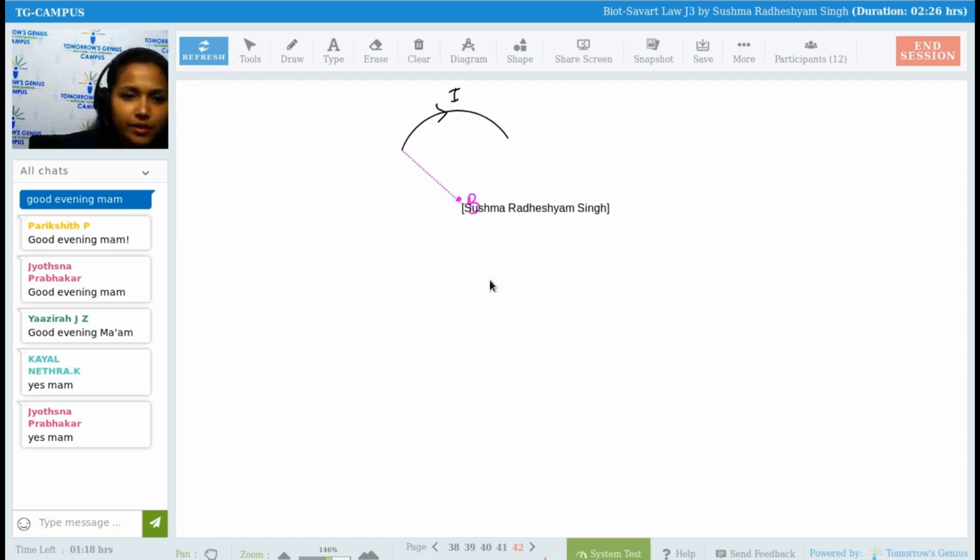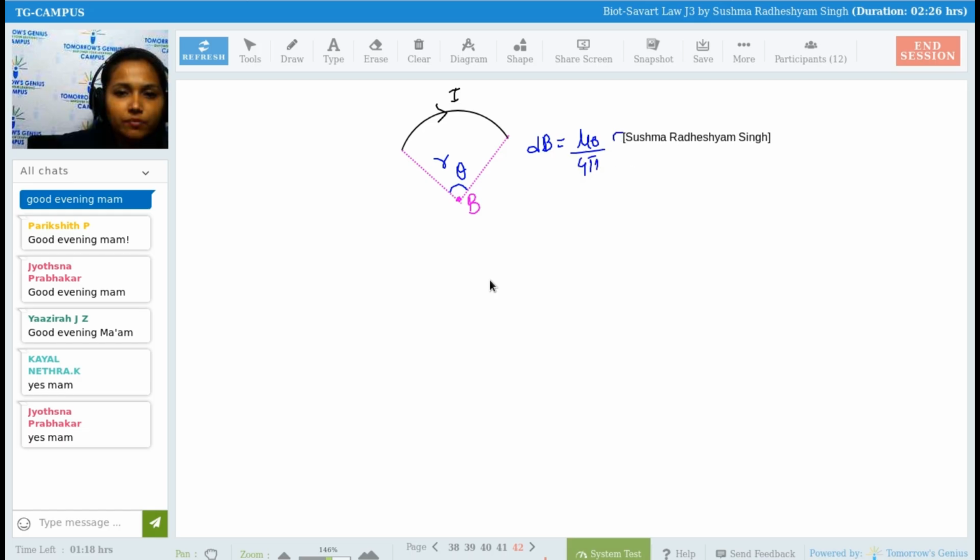So the same procedure we do like here. Put here, we say this is your r distance. This is your angle theta. So what is your dB, my dear students? It is mu naught over 4 pi, I dl over r square, sine theta.